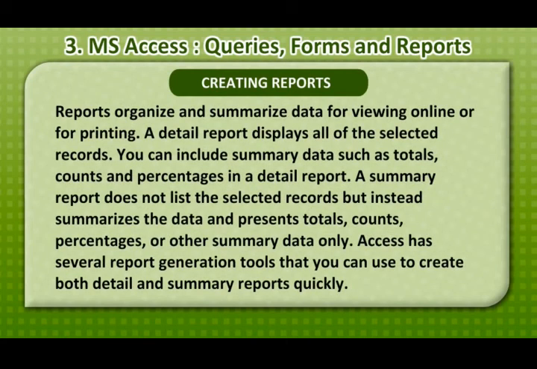Now creating a report. Reports organize and summarize data for viewing online or for printing. A detailed report displays all the selected records. You can include summary data such as totals, counts and percentages in a detailed report. A summary report does not list the selected records but instead summarizes the data and presents totals, counts, percentages or other summary data only. Access has several report generation tools that you can use to create both detailed and summary reports quickly. In this way, a report is a summarized way of presenting data that MS Access provides for getting information about a particular result. It's the main feature of MS Access.